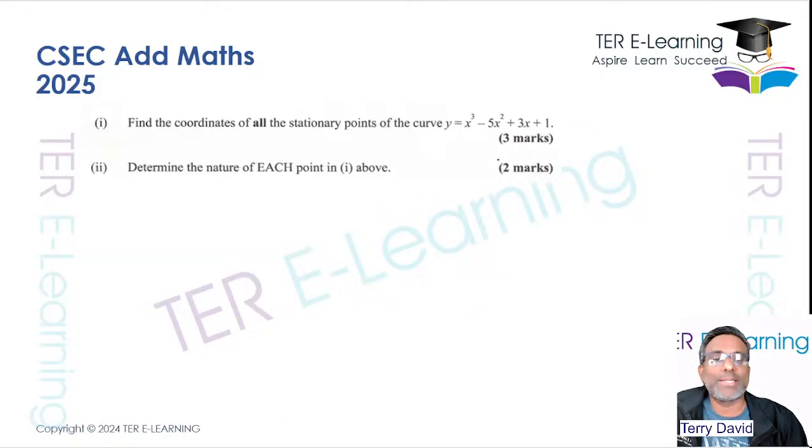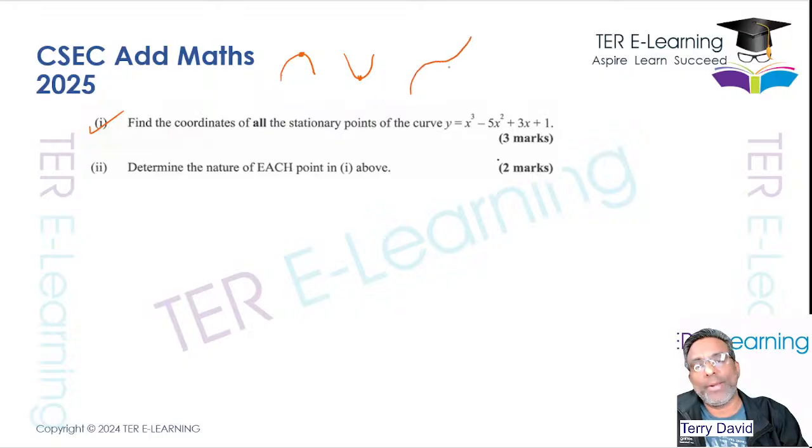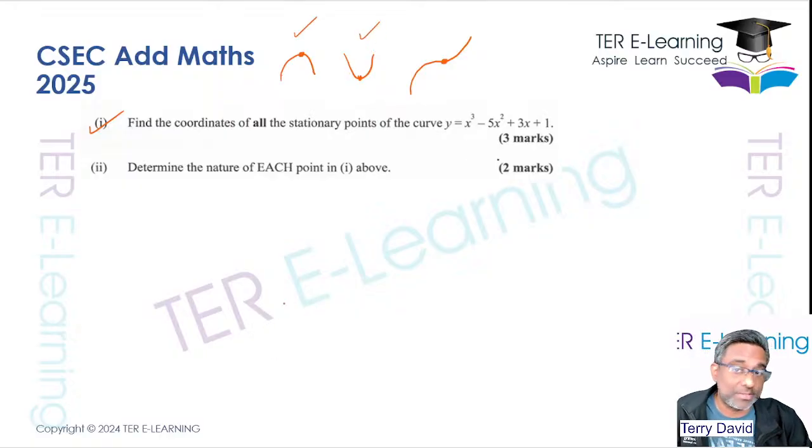Now another common thing that they bring in question 4 in the exam has to do with stationary points. So this question says find all the stationary points. Now, a stationary point could be a maximum point. It could be a minimum point. It could also be something called a point of inflection, but that's not on your syllabus. So the ones that CSEC might bring will be maximum or minimum.